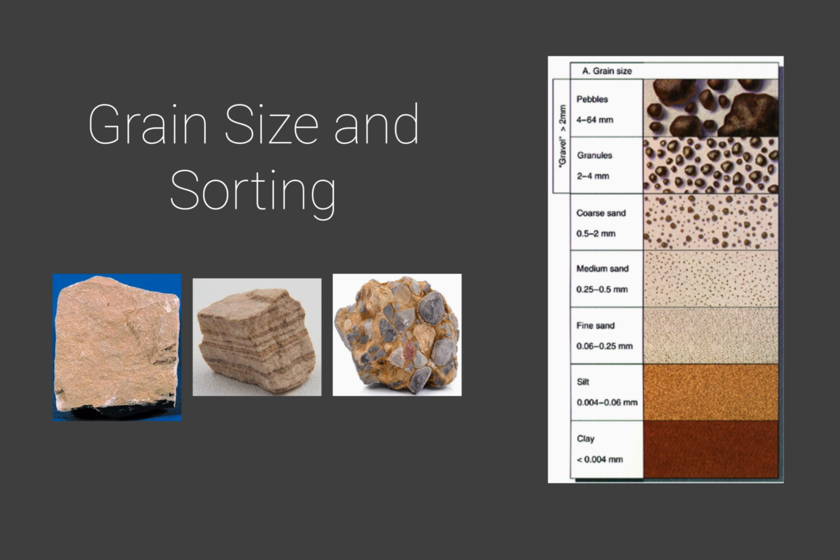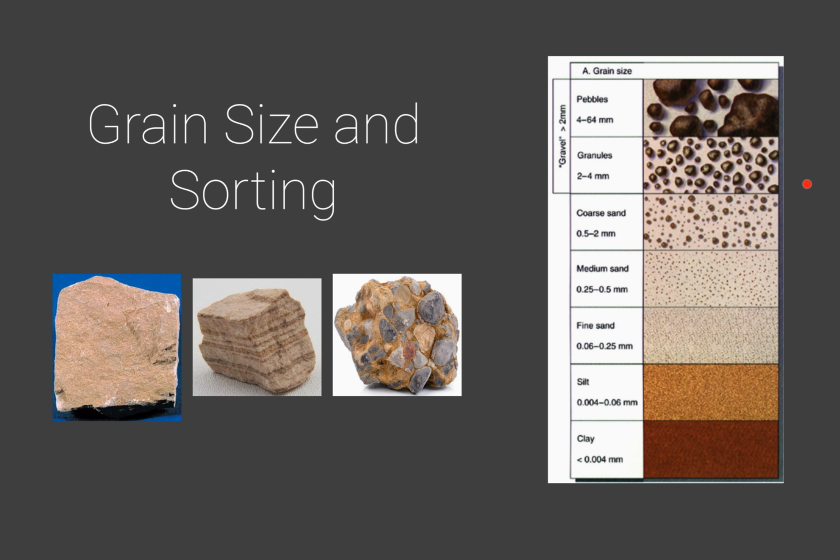So again, looking at grain size and sorting here. Sorting is pretty straightforward. Rocks that have only a single grain size within that rock, like this siltstone and this sandstone, are very well sorted. They have only the same size of sediment or grain within that rock. Things that are poorly sorted have multiple grain sizes like this conglomerate rock here.